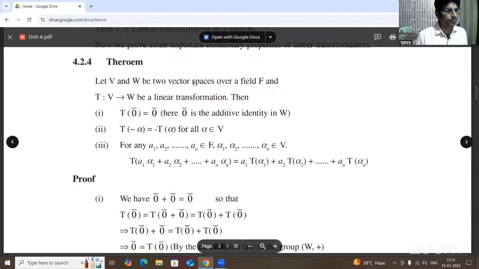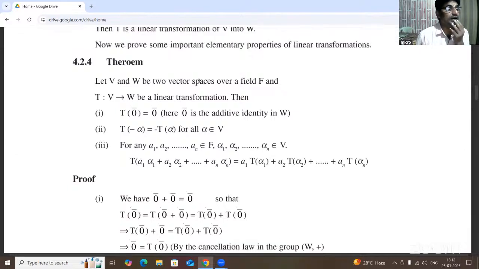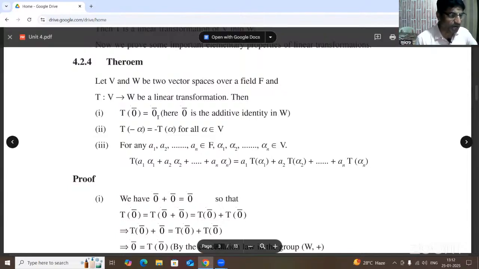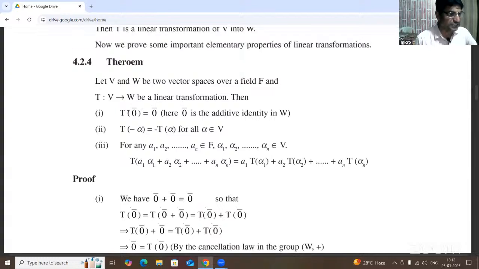That is 4.2.24, under the properties. From the definition of linear transformation, we write some elementary and basic properties. T of 0 bar equals 0 bar. Here the first 0 bar represents the zero of the domain, and the second is the zero of the image. So the image of the zero vector is the zero vector, and the image of an inverse equals the inverse of the image: T of minus alpha equals minus T of alpha.